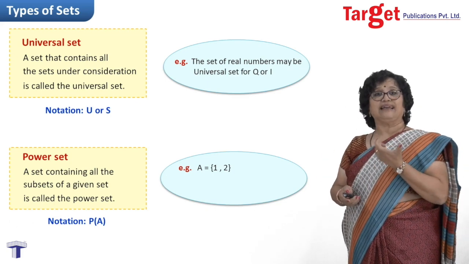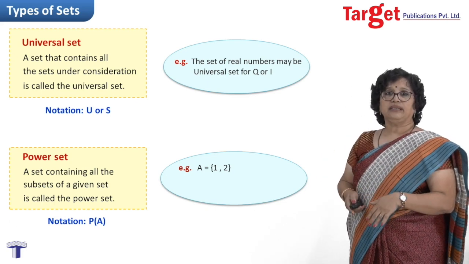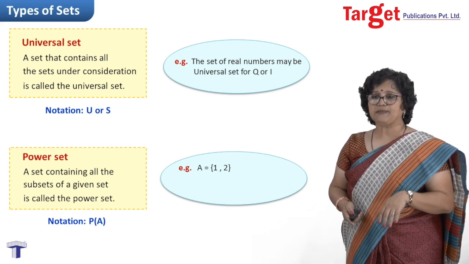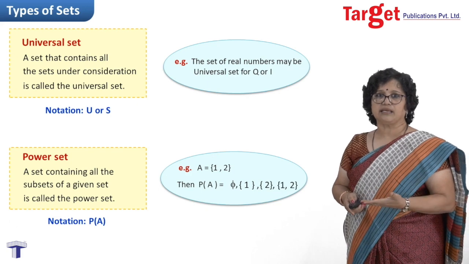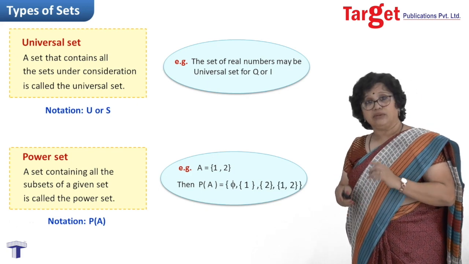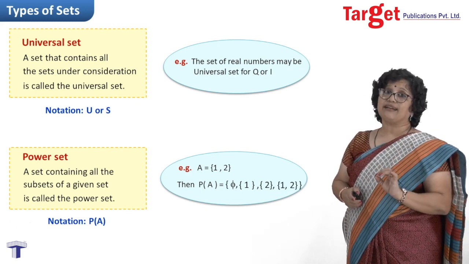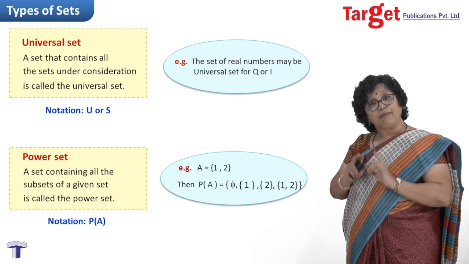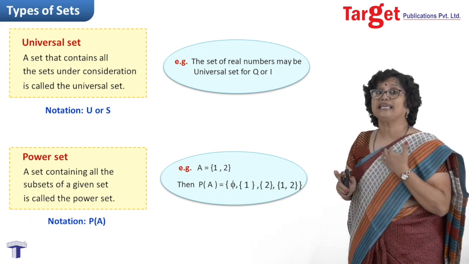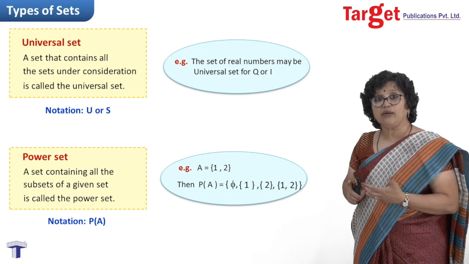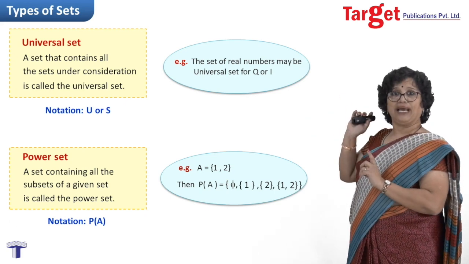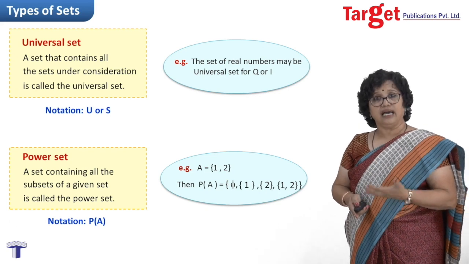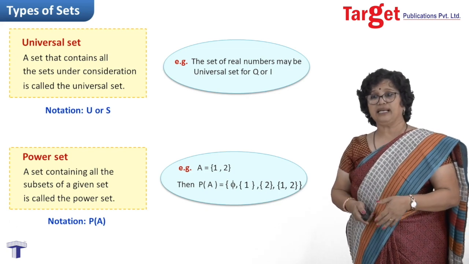Now if I take set A as {1, 2}, write down first all possible subsets. Phi, the empty set, that is a subset. {1, 2}, that is a subset. Singleton set {1}, singleton set {2}. Separate all these 4 elements. Now I am calling them elements because they are going to be put inside the outer curly brackets. So the power set here will have 4 elements in it.